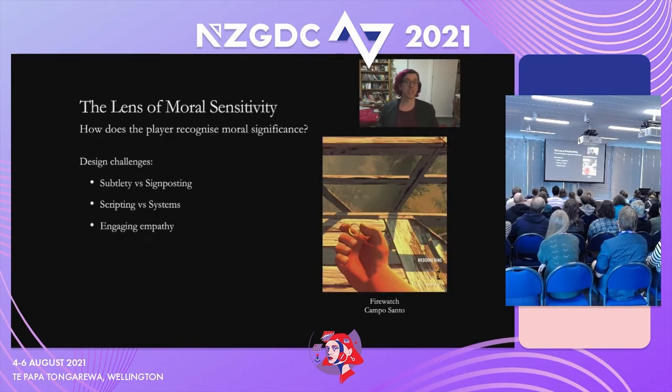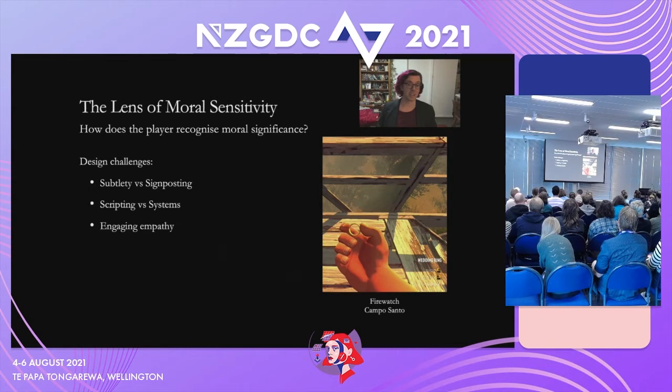So then the lens of moral sensitivity asks us, how does the player recognize moral significance in the game? The main question here is, how obviously are the moral issues signposted to the player? A very common form of moral decision is the branching dialogue choice in an RPG, such as Mass Effect or The Walking Dead. Often in such games, the moral decision is laid out for the player with cases made for and against each side of the choice, so there is little call for moral sensitivity.